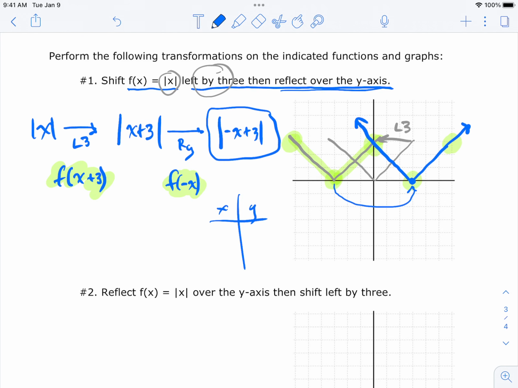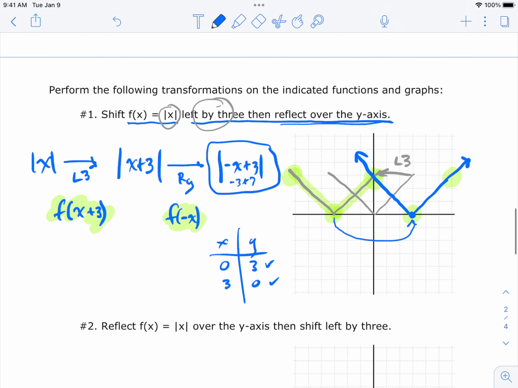Now, if you want to test yourself, you could say, well, let's just see now here. If I plugged in x equals 0, what would I get? Negative 0 plus 3 is 3. Take the absolute value, it's 3. Yes, I have that point. What if I were to plug in x equals 3? Well, I'd have a negative 3 plus 3 is 0. I'd get y equals 0, which I do. It's right there. Yep, I get it.